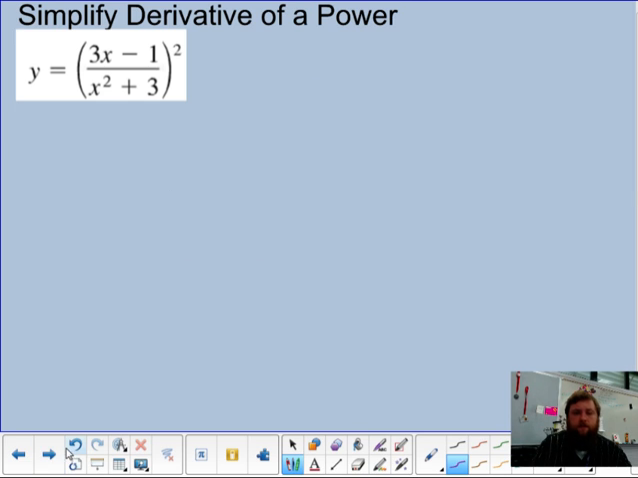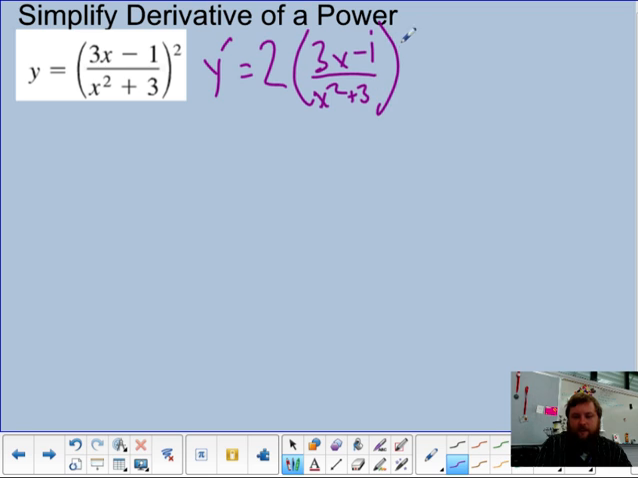All right, next one. Simplify the derivative of the power. Wow. Okay. So chain rule here. Y prime is going to be 2, and your inside is this quotient, so it's going to be really messy. It'll be 2 times 3x minus 1 over x squared plus 3, and then times the derivative of the inside. So I'm going to leave a spot over here, and I'm going to find the derivative of the inside over here.